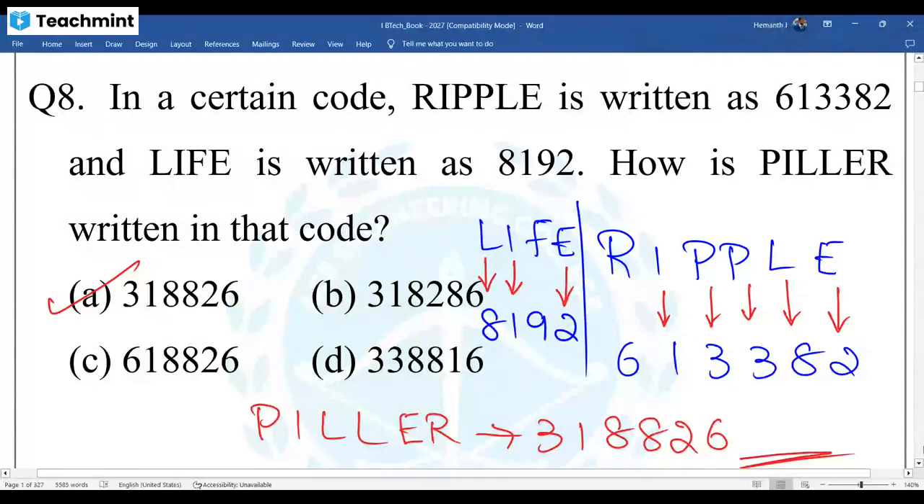Right? Okay. This is, in fact, number coding. Letter is assigned in terms of number. It's called number coding. Letter to letter is letter coding. Letter to number is number coding. This is very basic.